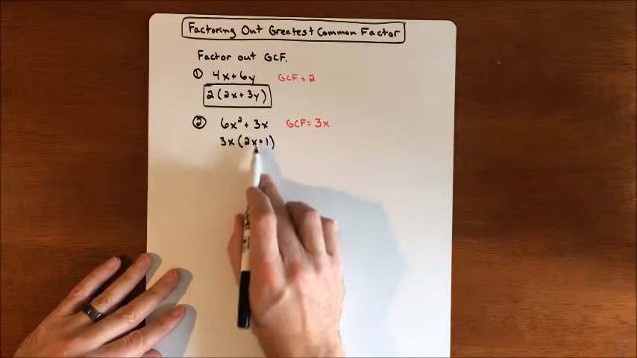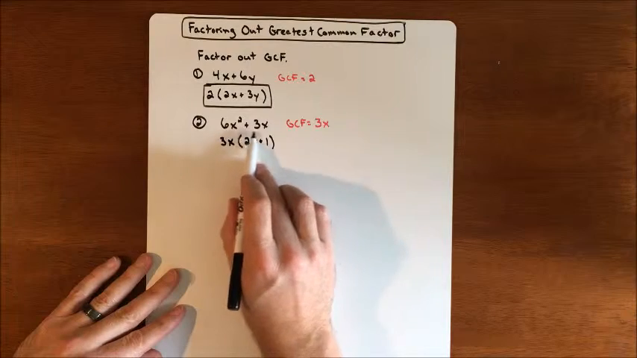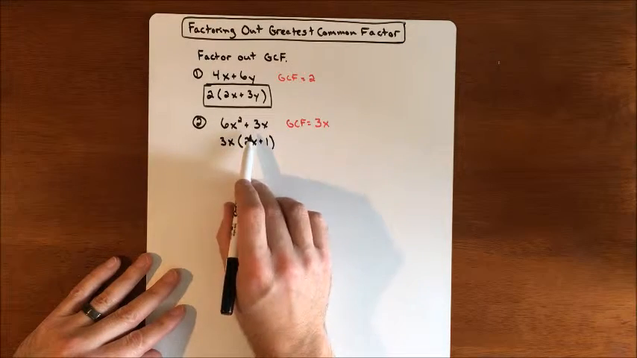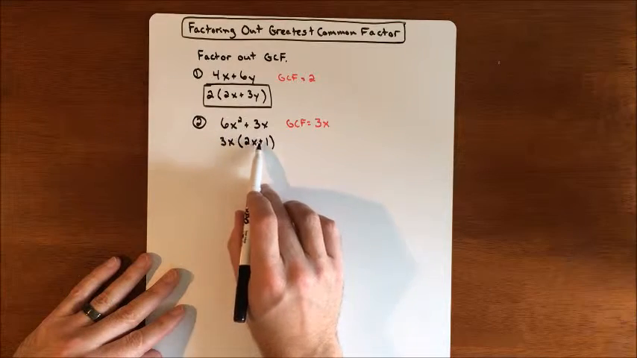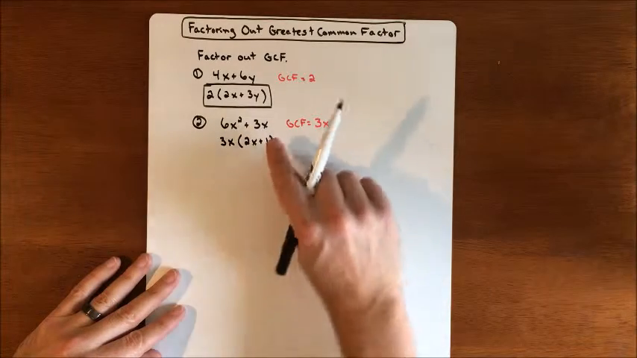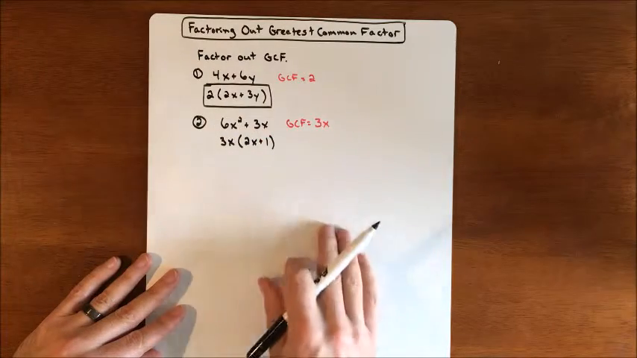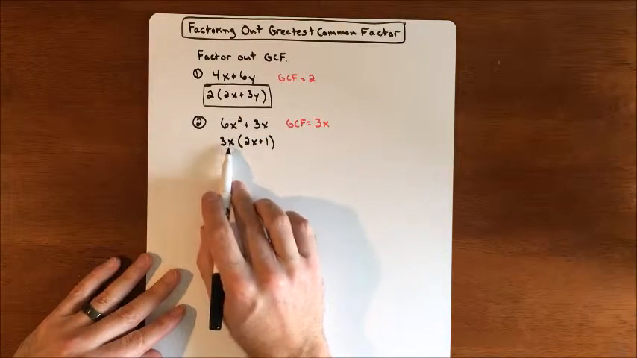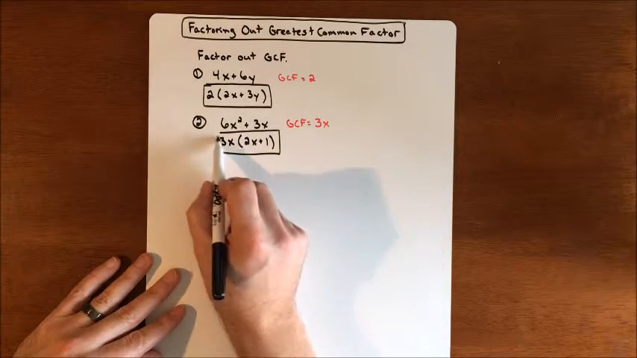And people will miss that piece thinking that it cancels completely, but if you distribute this back in, you should get your original. So 3x times 2x gets you 6x squared, and 3x times 1 is what you get you with 3x. If that piece is gone, then you won't get your 3x anymore. So when you divide out the exact same piece that you have, you'll always have at least a 1. All right, so that one is done.